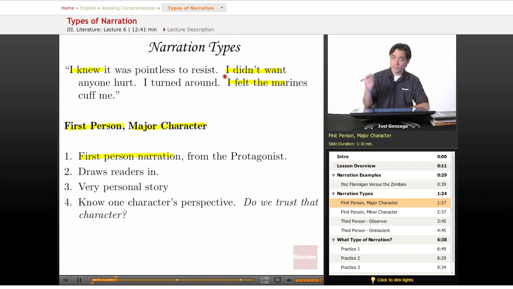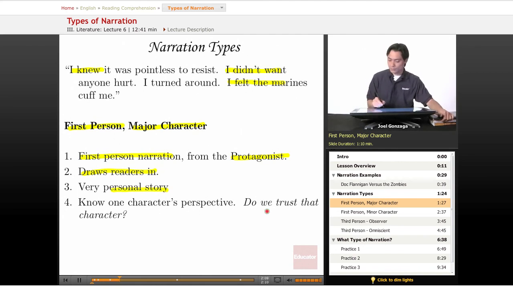And we're going to be seeing the book and feeling the book through the mind of the protagonist. What's great about this is that it really does draw readers in, and it tells a very intimate and very personal story. There is one hitch, though.